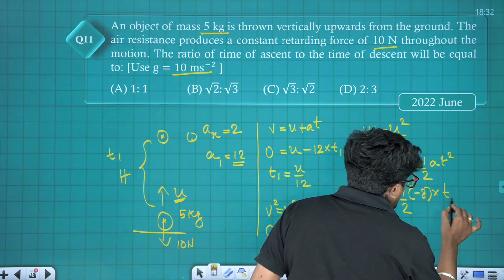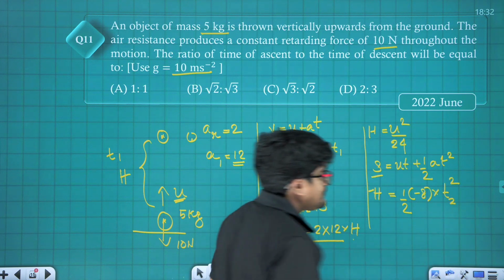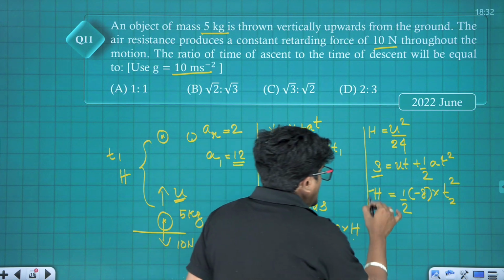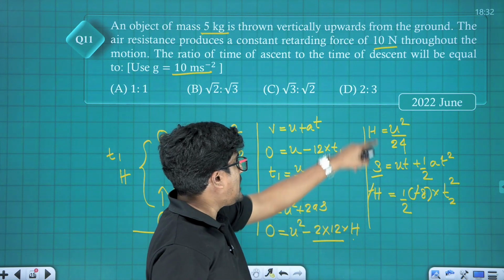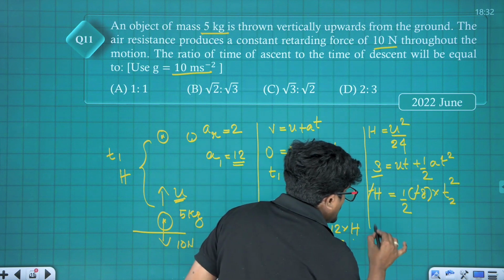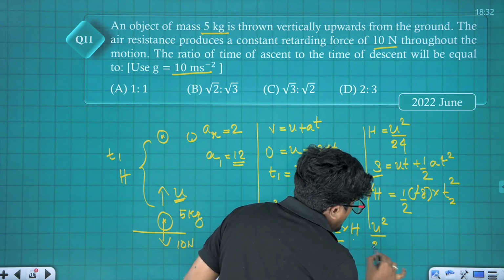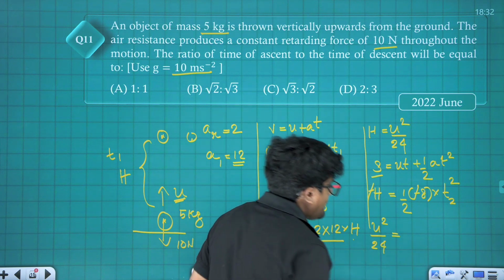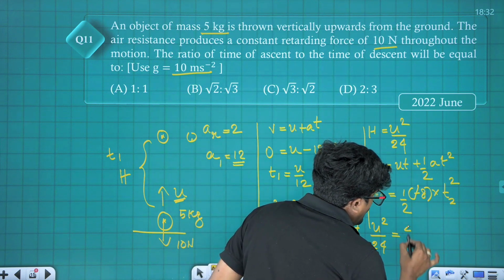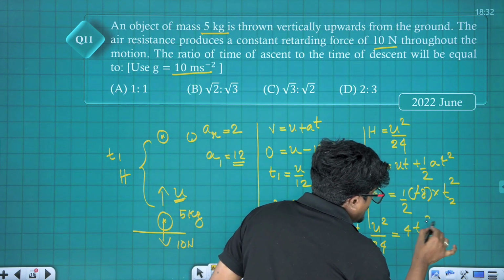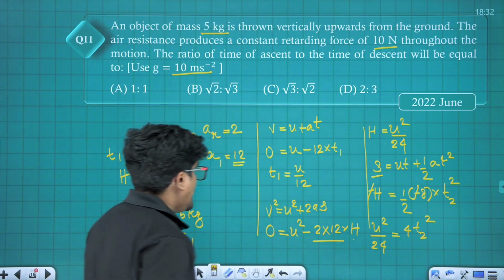Minus of 8 into t2 square. So this minus and minus will cancel each other. Now what is the value of h here? Value of h is u square by 12. Sorry, u square by 24. Now u square by 24 is equal to, here we have got what? 4 times t2 square. Now you have got two equations.